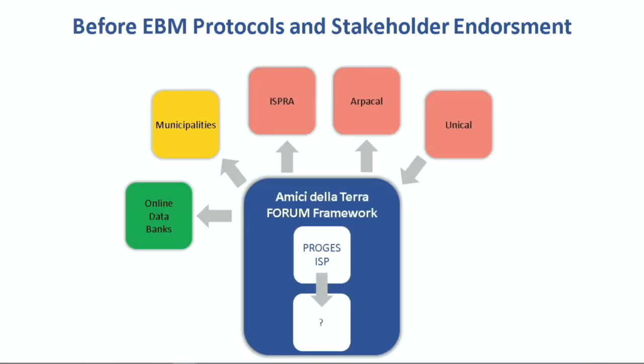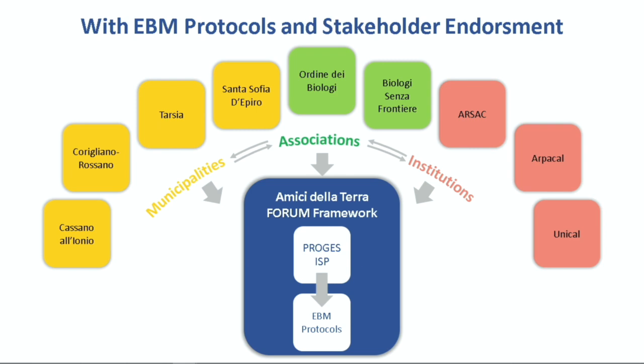This is just a little image to show you what the implementation was like at the beginning of the project. As Amici della Terra, we would go to the single stakeholders that were not talking to each other to gather the information, the data, the support, but it was sometimes a very difficult and hard task. Most of the data that we retrieved at the beginning were from online data bank repositories. Afterwards, with the protocols and also with the endorsement of the stakeholders, we have a round table where all the stakeholders that officially joined collaborate together and with us in the frame of the forum in order to give us the information needed to implement and effectively carry out the measures that we identified, and so the protocols.